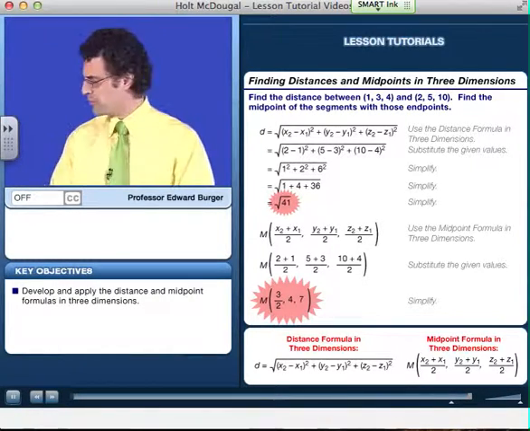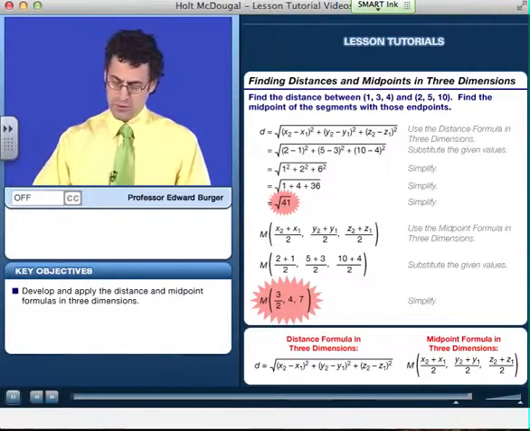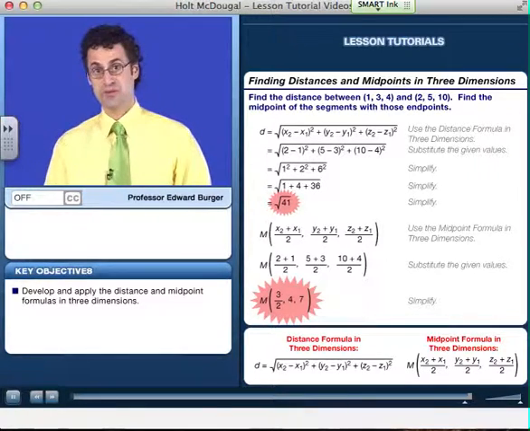Neat. So all the formulas that we're familiar with back in olden days of just the plane carry over pretty much the same in three-dimensional space.